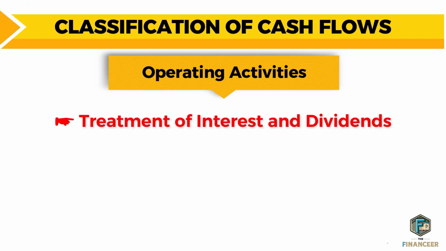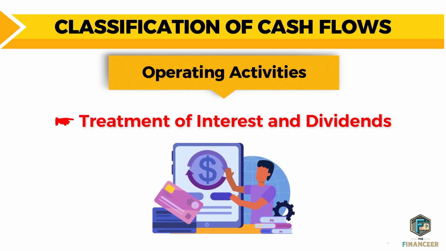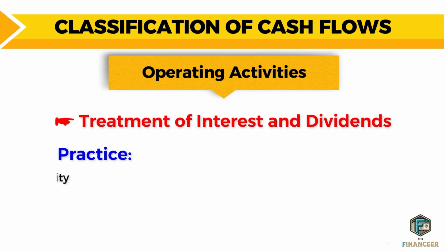Now, let's discuss a tricky point related to the treatment of the interest and dividends. Interest and dividends paid or received can be classified as operating, investing, and financing activities, depending on the nature of the entity's operation. I want to tackle this topic from two perspectives. Number 1, the practice, and number 2, the IFRS exams. Now let's start with the practice.